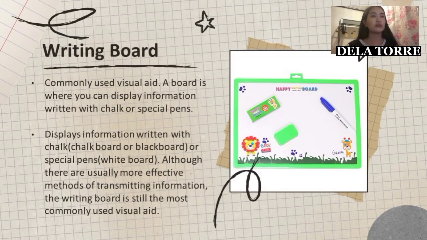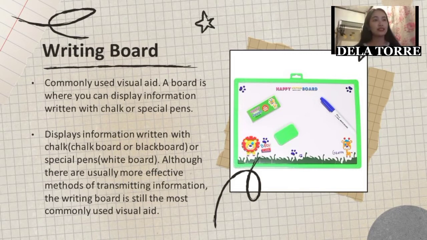So next is the writing board. The writing board is a commonly used visual aid. A board is where you can display information written with chalk or special pens. Although there are usually more effective methods of transmitting information, the writing board is still the most commonly used visual aid. The best example of a writing board is the green board and whiteboard in the classroom. A writing board is a tool for things that the teacher wants the students to remember.